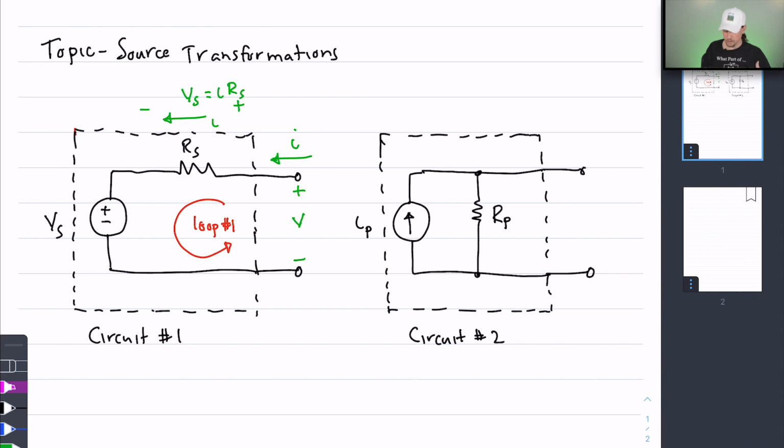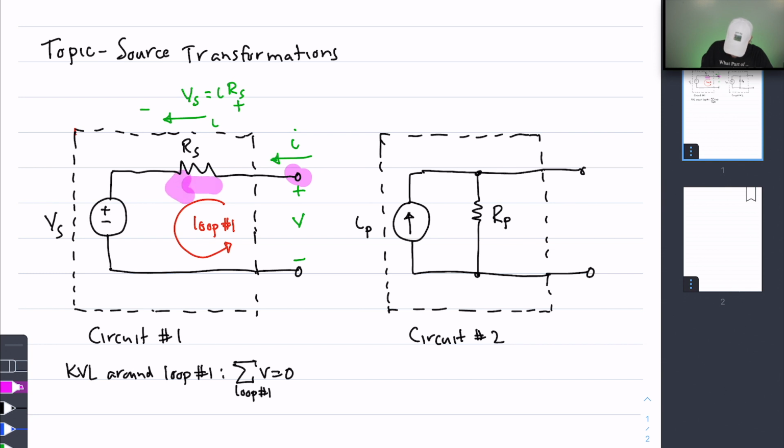Now I have everything that I need in order to write down KVL. So KVL around loop number 1, what I'm going to do is add up all the voltages around this loop, and they must add up to 0. And I'm going to go in the direction as specified by my loop. So I'm going to start over here, and then start going in that direction.